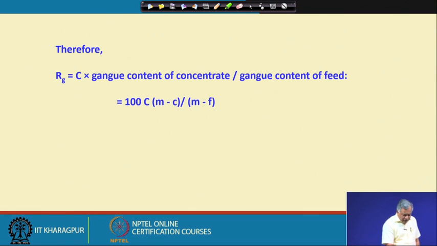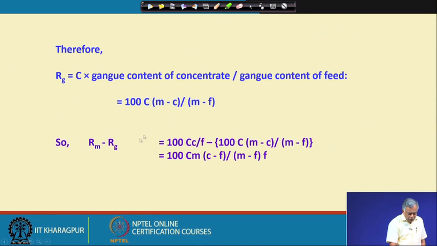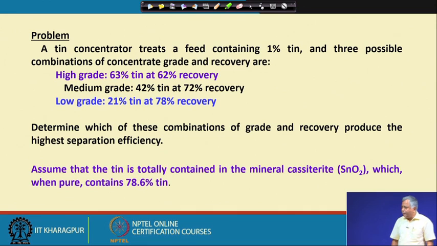So, what will be the separation efficiency? Rm minus Rg is equal to 100 C c by f minus this equation, and if we simplify it, it will take the form in this manner. Please practice it once. It is not a very difficult equation, you can understand this. Now, let us see, if we apply this, what additional information we get.